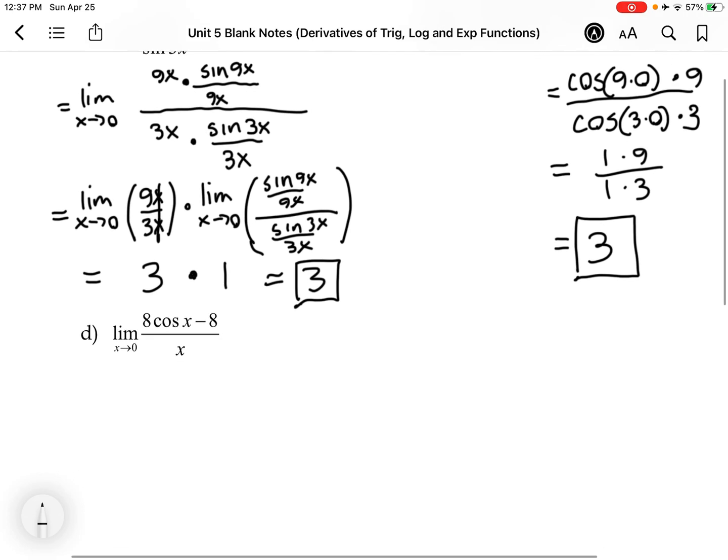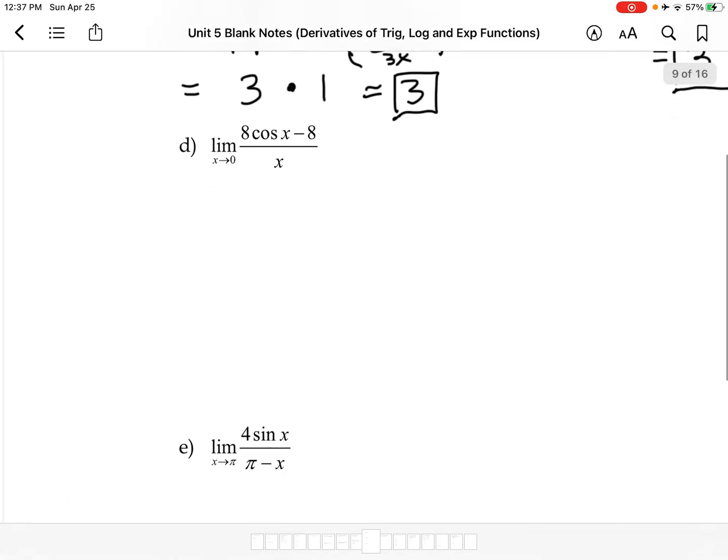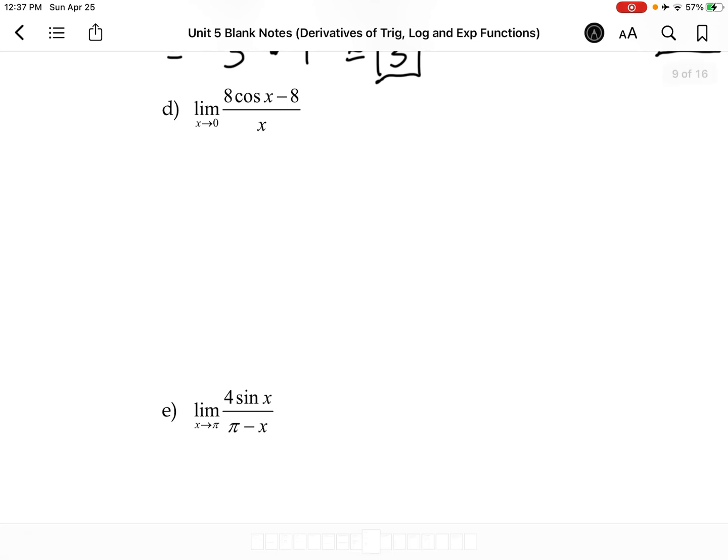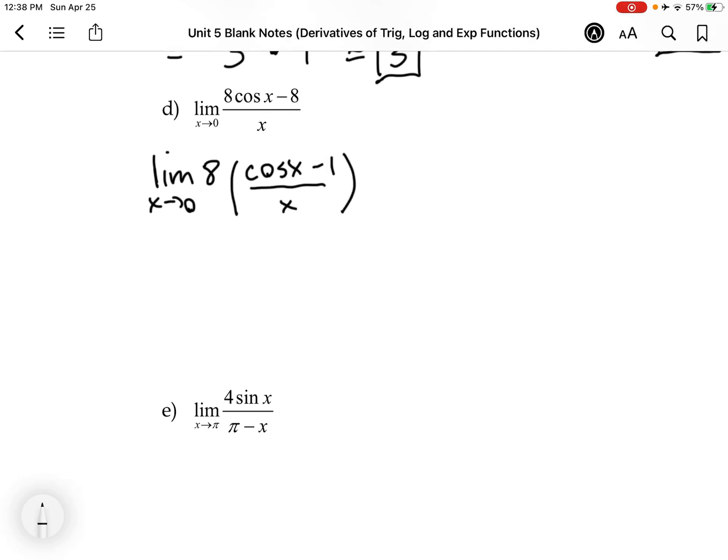All right. Let's do this one over here. Okay, so limit as x approaches 0 of 8 cosine x minus 8 over x. One thing we can do here is you may notice that there's a common factor in the numerator of 8. So we could factor that out and write it as the limit as x approaches 0 of 8 times cosine x minus 1 over x.